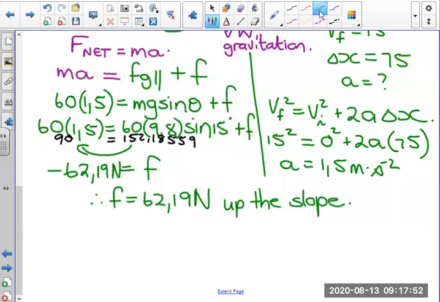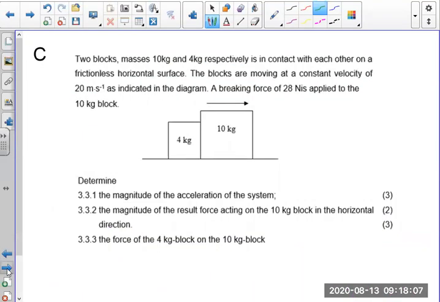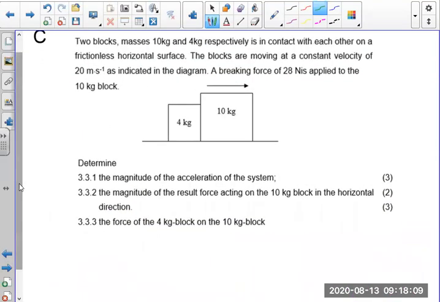All right. Okay, the next question that we have there, let's just go back. This one we did. This one, then they say, determine the average friction force. That's what we worked out, 7 marks. Now we're going to look at number C. They say 2 blocks, one with a mass of 10 kilograms, one with a mass of 4 kilograms, are in contact with each other on a frictionless horizontal surface. The blocks are moving at a constant velocity of 20 meters per second, as indicated in the diagram.